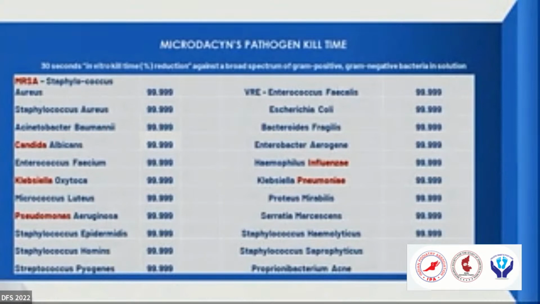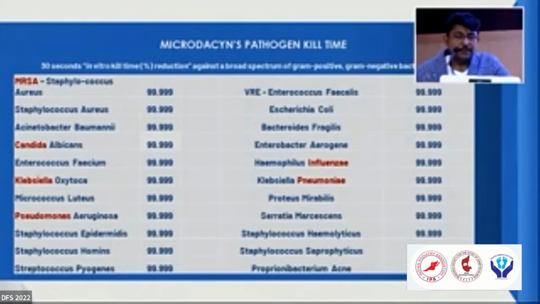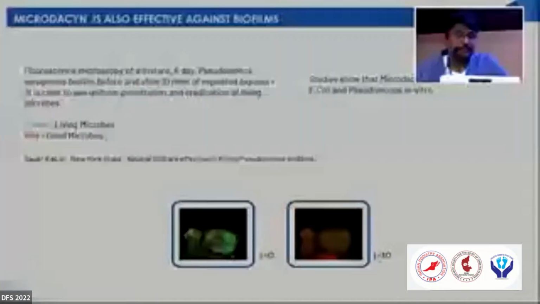And getting back to Microdacyn's pathogen kill time, that is, if a pathogen is there and we expose this particular Microdacyn to that pathogen for a given time period, what is the effect on it? If we see MRSA, Staph aureus, Candida, Klebsiella, Pseudomonas, influenza, or pneumonia pathogens, when they are exposed to this Microdacyn for about 30 seconds in vitro, nearly 99.99% are killed. That is the specialty of this particular solution.